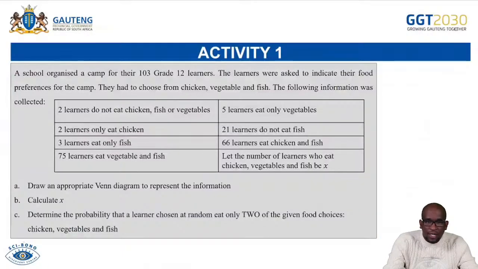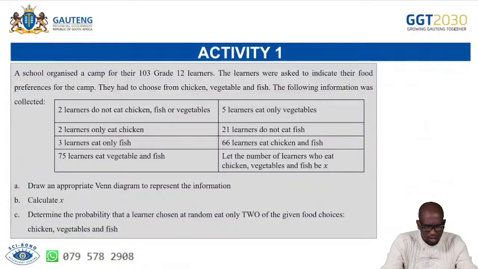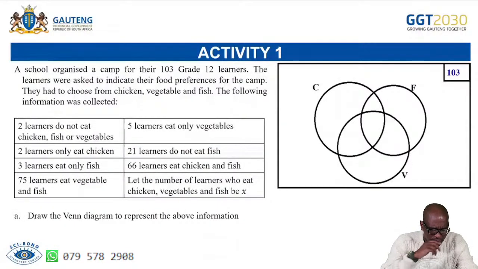Right, hello and welcome back. I hope you were able to solve the problem. All right, let's go through the solutions and see how you were supposed to work around it. Okay. A school organized a camp for their 103 grade 12 learners. The learners were asked to indicate their food preferences for the camp. They had to choose from chicken, vegetable, and fish. The following information was collected.